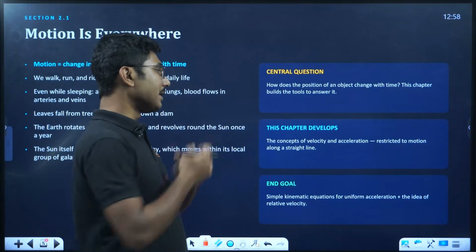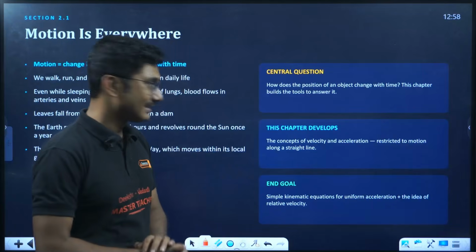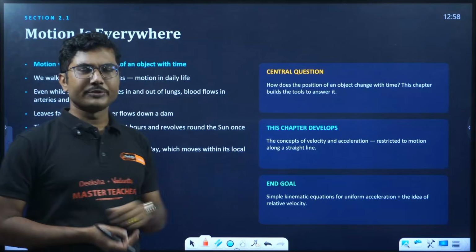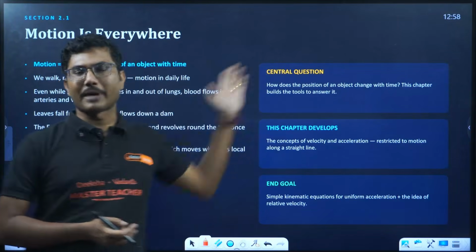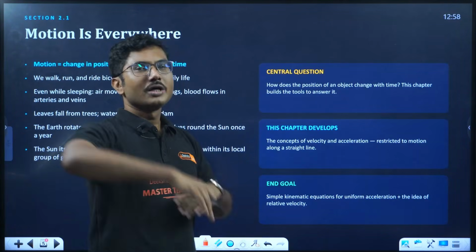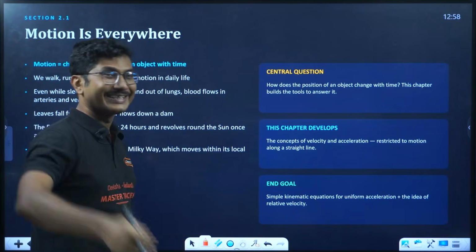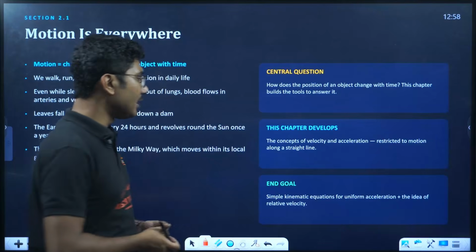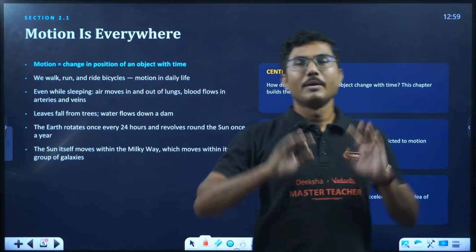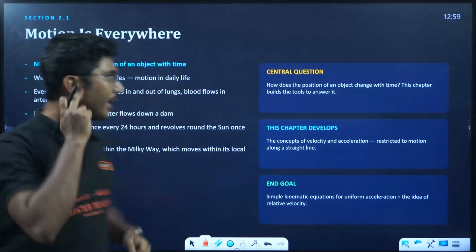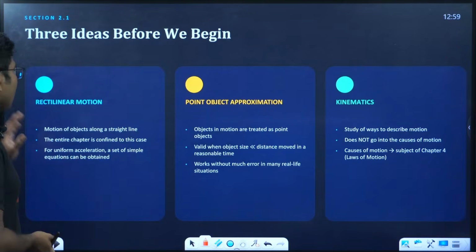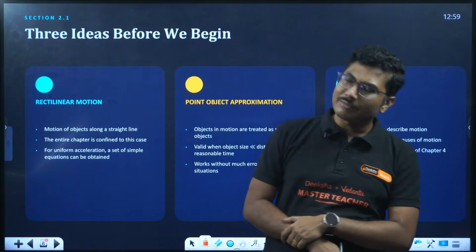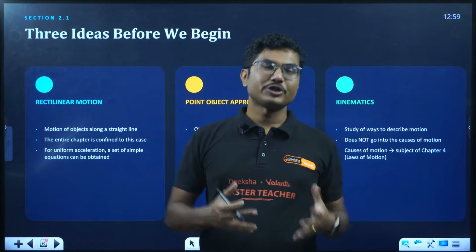This chapter develops the concepts of velocity and acceleration restricted to motion along a straight line. As I mentioned, what is straight line motion? When the object moves in a fixed line, moving forward or backward, that's it. We are not going into some difficult questions, which we will answer in the next chapter. End goal: simple kinematic equations, uniform accelerations, idea of relative velocity. These are the main ideas of this chapter, right? Now let's move on, the first point is rectilinear motion. Rectilinear motion or linear motion basically means motion in a straight line.